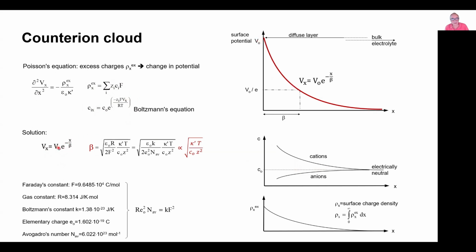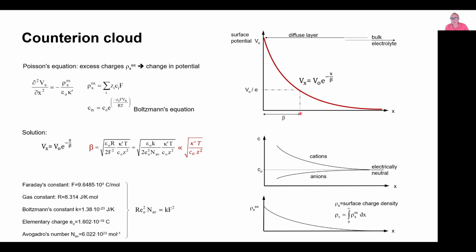That is this solution. Now, whenever you have an exponential decay, there is no characteristic length scale. Like, for example, if you have the sinusoid, the distance between two peaks is the wavelength or the period. There is no characteristic length in an exponential decay. And so we always take the distance where the potential at the origin decreases by 1 over e, this is the Euler's number, as the characteristic length of an exponential decay.